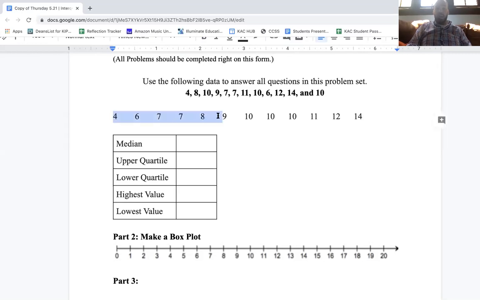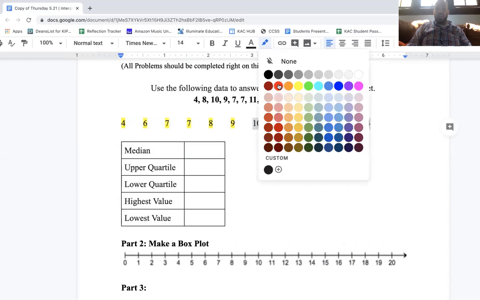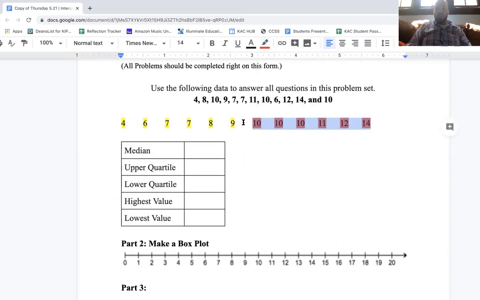12, if I cut that in half, there's going to be 6 on the left side, and there's going to be 6 on the right side, which means that my median falls in between these two numbers, between 9 and 10. It is 9.5.